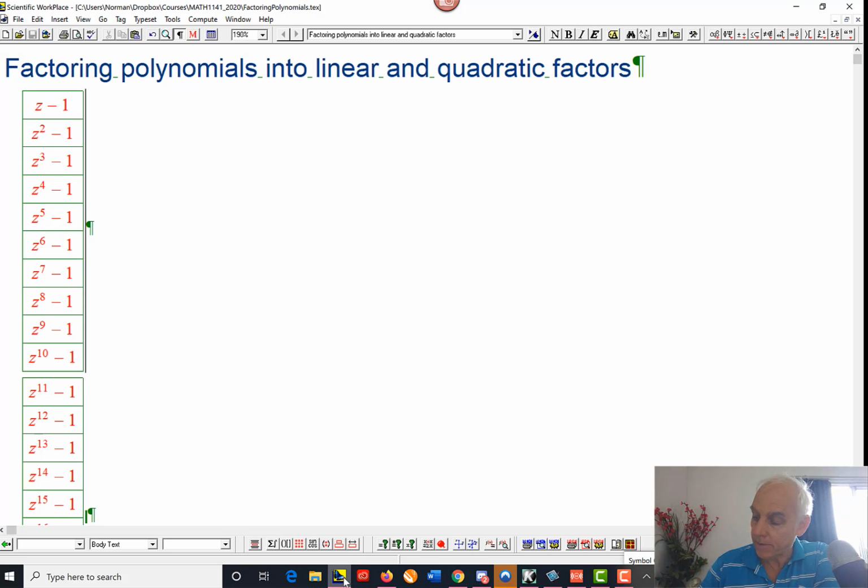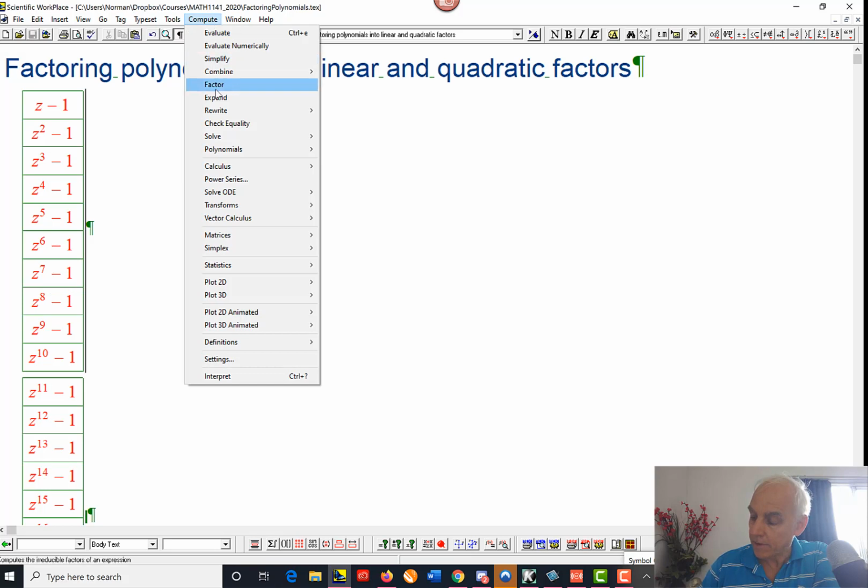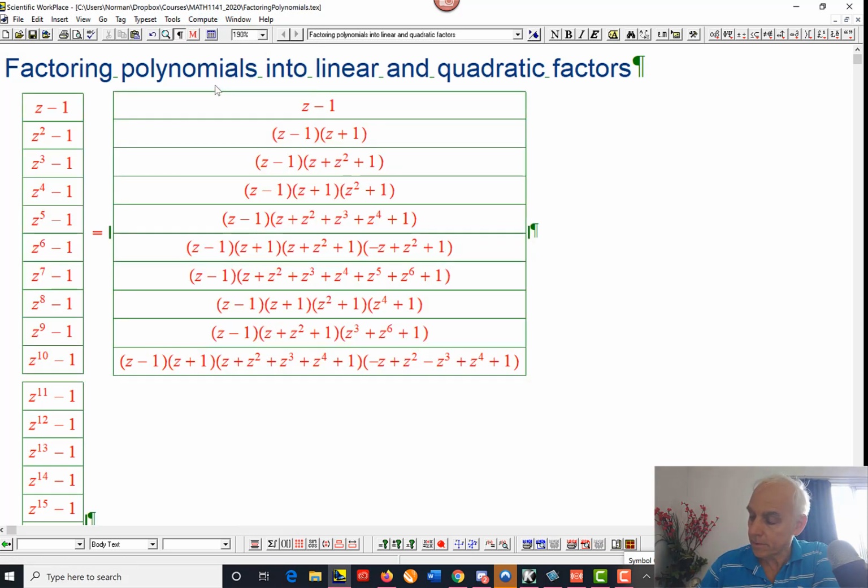And here's Scientific Workplace again, and I've already put in these polynomials, z to the n minus 1, from n equals 1 to 10 here in a little matrix. That allows me to factor all of them at the same time. So here is the factorization that this program can easily do. I want you to have a look at this. It's kind of interesting. Of course, z minus 1 is a factor of all of them. And then there are these other factors.